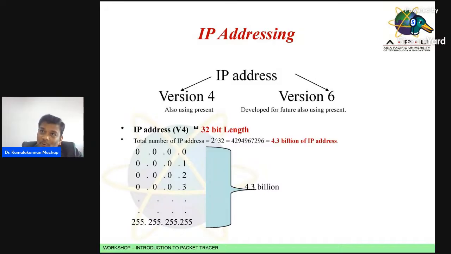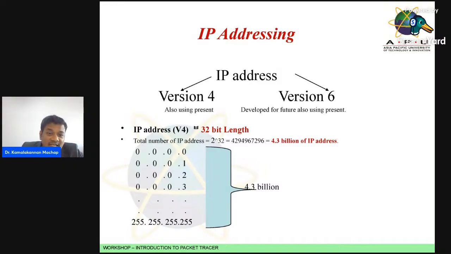Now here, we should know how many IP addresses are available in version 4. You can see total number of IP addresses equals 2 to the power of 32. This 32 is nothing but the bit length of version 4. So 2 to the power of 32 equals 4.3 billion IP addresses available in version 4. All right, fine. How do the IP addresses start? Just now I said 4.3 billion, so from where to where? We should know that.